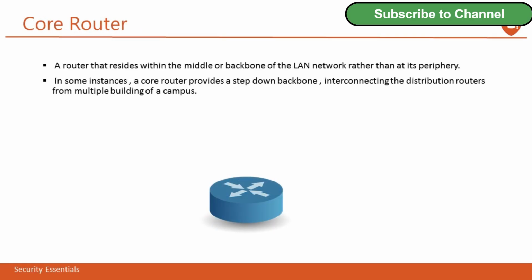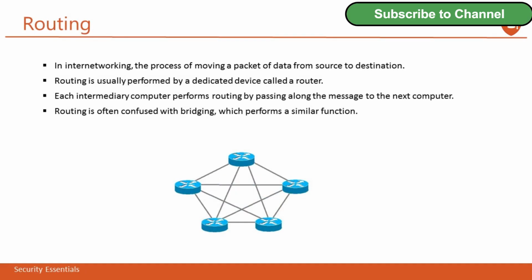Then there's the core router. This is a router that resides within the middle or backbone of the LAN network rather than at its periphery. In some instances, a core router provides a step-down backbone, interconnecting the distribution routers from multiple buildings of a campus. So when you are using multiple buildings and you need to connect them, this is the type of router that you would use. So next is routing.